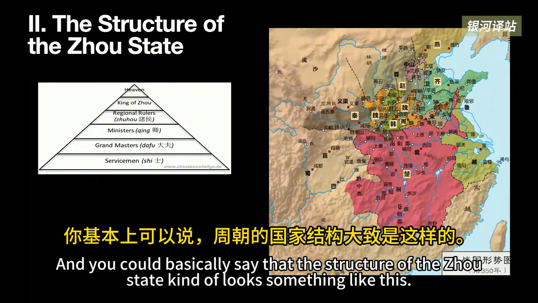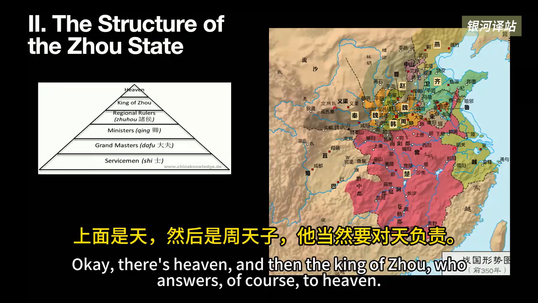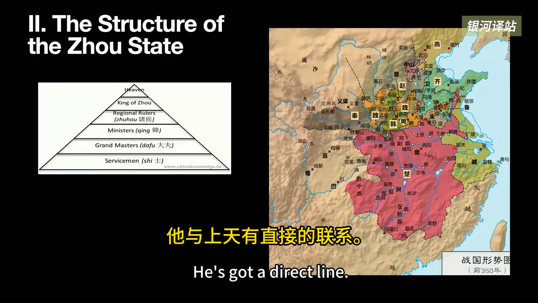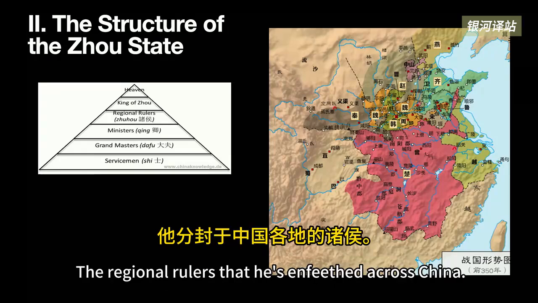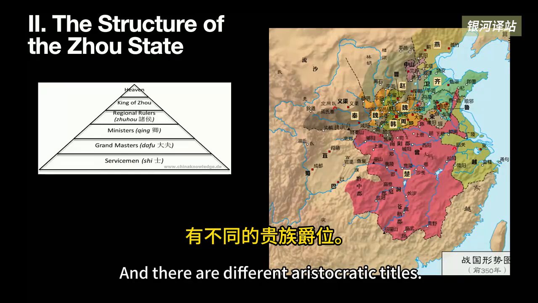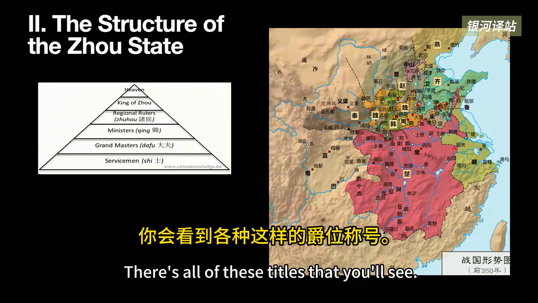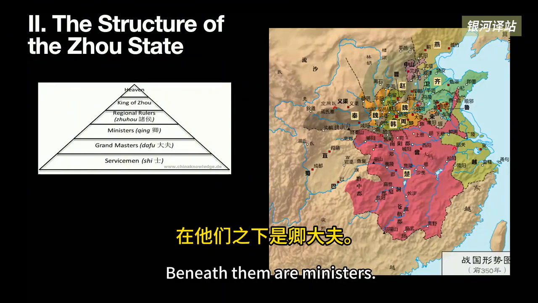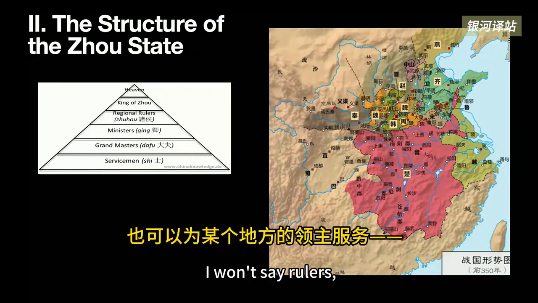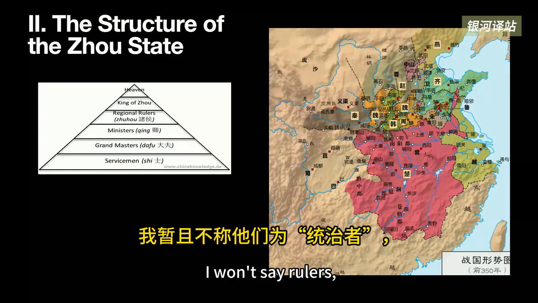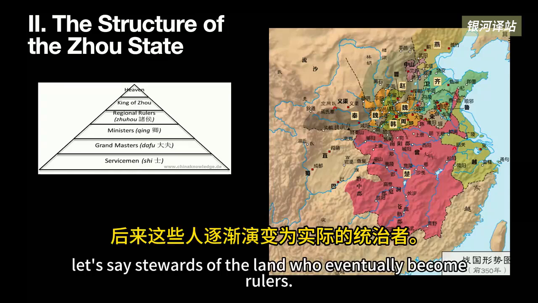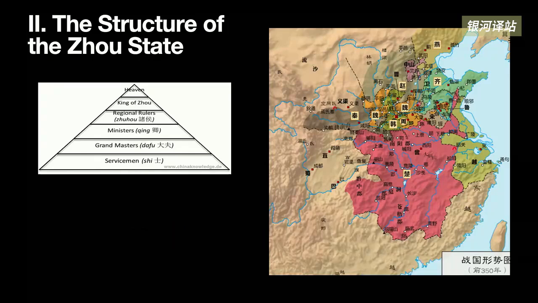And you could basically say that the structure of the Zhou state looks something like this. Okay, there's heaven, and then the king of Zhou, who answers, of course, to heaven. He's got a direct line. The regional rulers that he's enfeoffed across China have different aristocratic titles. Like there's Bo, there's Zi, there's Nan, right? All of these titles that you'll see. Beneath them are ministers, and ministers can either work for the Zhou royal king or for one of those regional, I won't say rulers, but let's say stewards of the land who eventually become rulers.